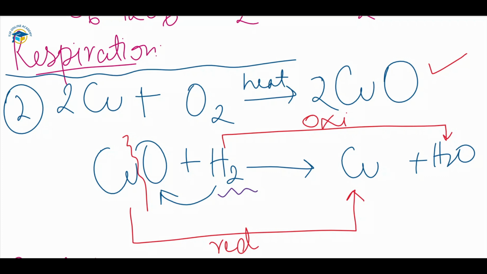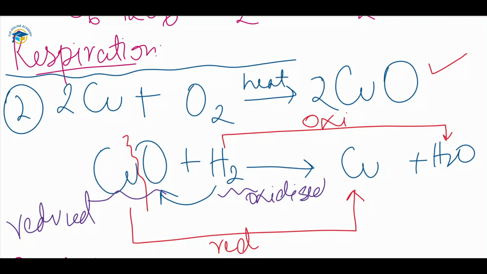And copper, where the removal of oxygen happens, you call this substance reduced. We can call the copper reduced. Copper oxide is reduced to form the copper. This copper oxide is reduced and this hydrogen gas is oxidized. So there is a specific word for calling these substances which are oxidized and which are reduced. Hydrogen is oxidized because it's getting the oxygen, and copper oxide is reduced because the removal of oxygen happens and it is converted into the copper.